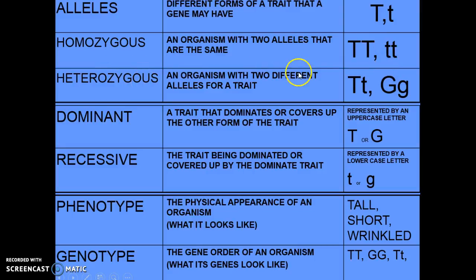Heterozygous is the opposite. So I want you to write these examples. For heterozygous, you're always going to have the dominant and recessive trait.